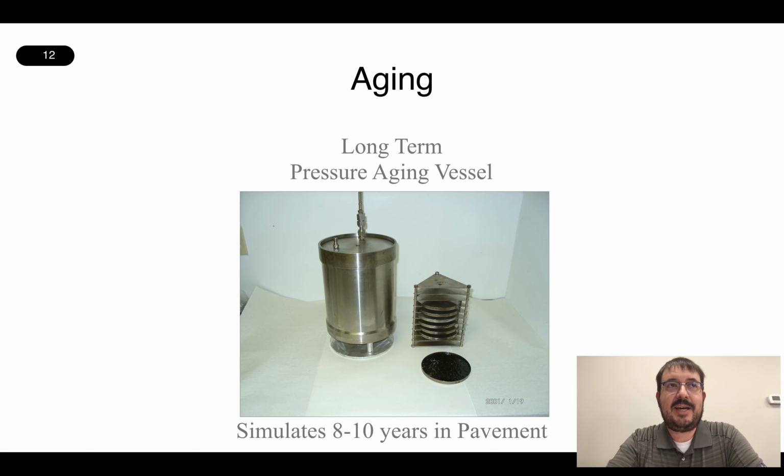In addition to that rolling thin film oven, the asphalt also undergoes long-term aging. It undergoes this long-term aging in an apparatus we call the pressure aging vessel, or PAV. Now, the aging protocol used in this test simulates approximately 8 to 10 years of life in the pavement. So we're trying to forecast or predict the stiffness of that asphalt in 8 to 10 years under traffic, under sunlight, and under the environments.